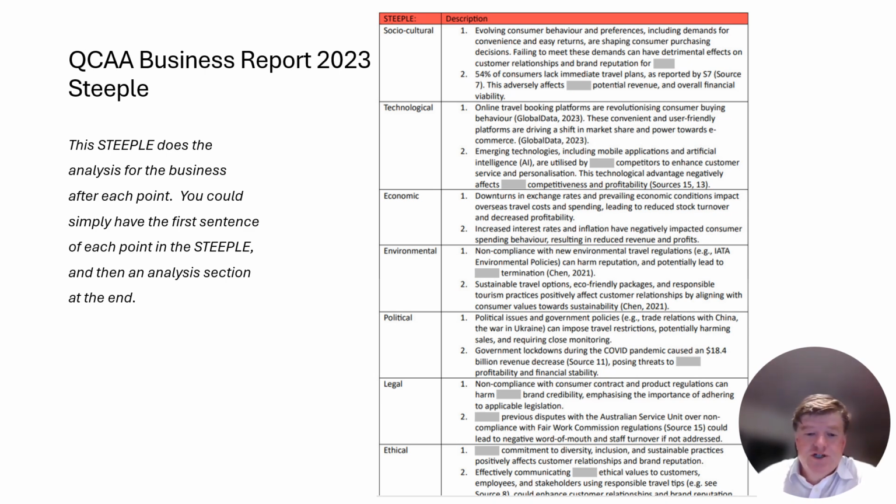The one thing I just wanted to mention here in both mine, if you were to go back a little bit and have a look at the one I did in the previous slide and this one here, you can see that there are some business numbers there. So make sure you've got some data in your PESTLE. Even just something as simple as government lockdowns during the COVID pandemic caused an $18.4 billion revenue decrease. Once you use business numbers, you've ticked off that need. You've met that need to have some data in there. Good luck as you finish this off.